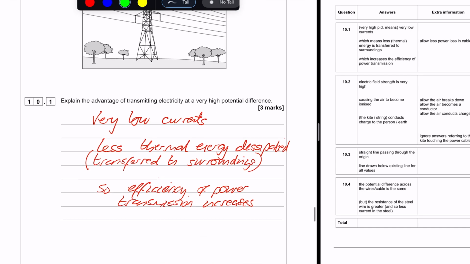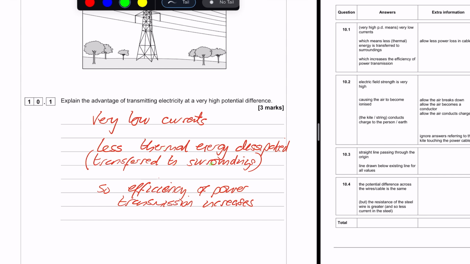And it says, explain the advantage of transmitting electricity at very high potential difference. And this question comes up a lot, and you should immediately think, do you know what? If we've got high potential difference, then we've got very low currents. Why is that a good thing? Well, that's because we then lose less energy to the surroundings. So I've said less thermal energy dissipated or less thermal energy transferred to surroundings.